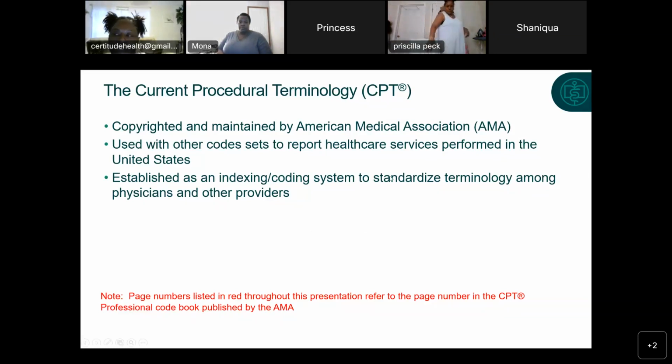So just a little bit of history on CPT coding: the first CPT code sets were developed in 1966. That's a long time ago, right?